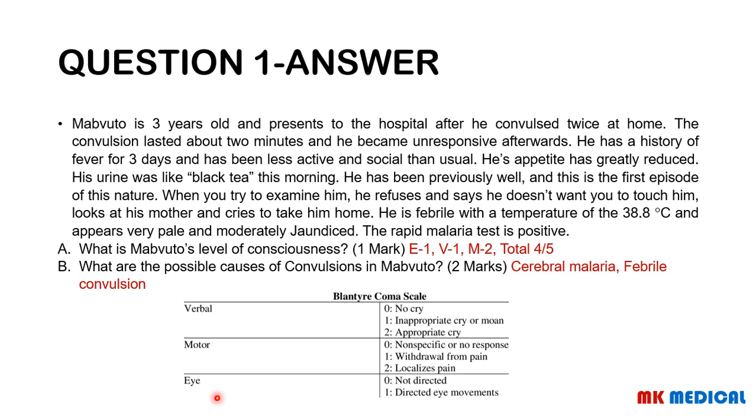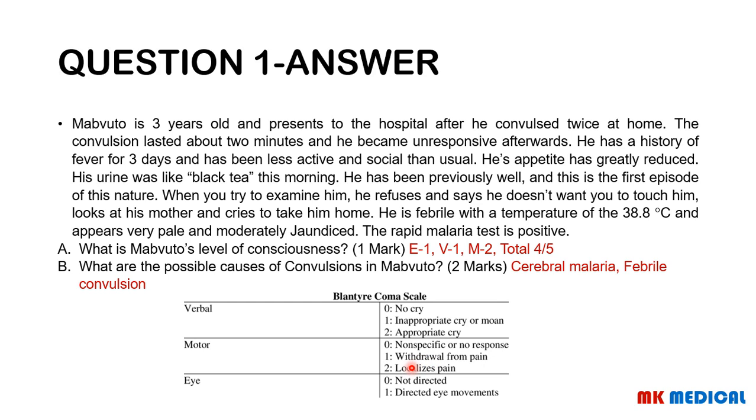So your eye opening, which is 0 when they're not directed, 1 if they're directed to eye movements. Your verbal response, 0 if there is no cry, 1 if there's an inappropriate cry or moan, then 2 appropriate cry. Then motor response is of course 0 if it's non-specific or there's no response at all, 1 if they withdraw to pain, 2 if they localize pain.